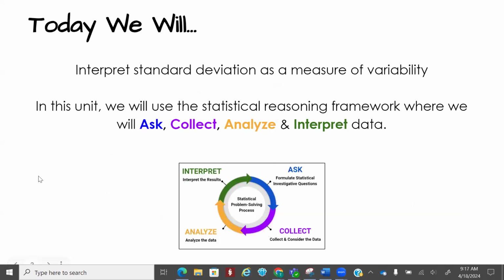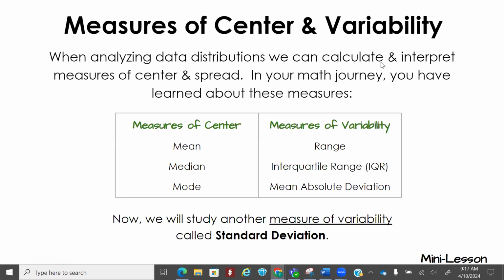So, interpreting standard deviation as a measure of variability. In this unit, we're going to look at a statistical reasoning framework where we ask, collect, analyze, and interpret data. If you're trying to be a statistician, or go into business, or go into sports analytics, this is going to be the unit for you. When analyzing data distributions, we can calculate and interpret measures of center and measures of spread. In your math journey, you've learned about these measures. So just a recap, the mean is also known as the average, and it's the sum divided by the number of numbers.